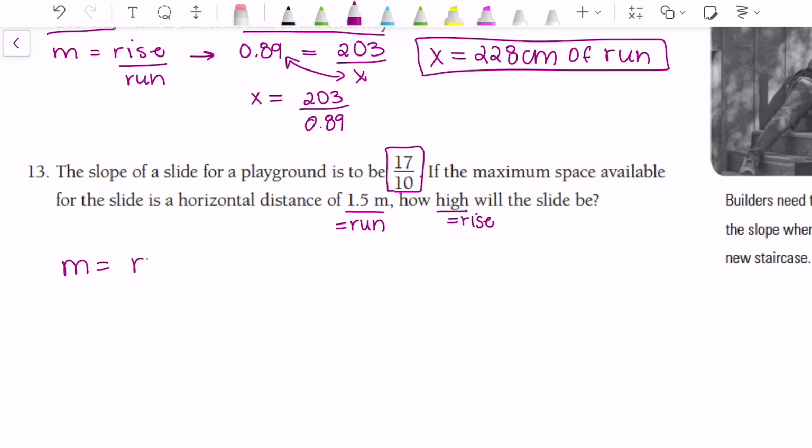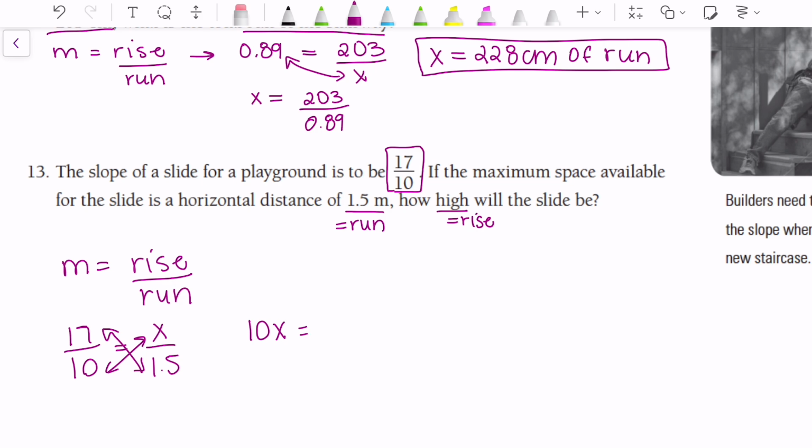Start with your formula, rise over run. The slope is 17/10. The rise is not known. The run is 1.5. We're going to cross multiply. We are going to get 10x is equal to 1.5 times 17, and then divided by 10. And we're going to get an x value of 2.55 meters of height.